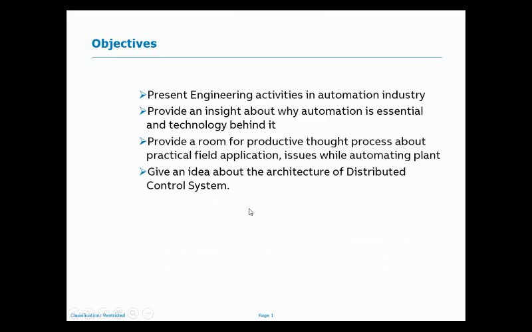As I said, the objectives will be what are the engineering activities actually going on in an automation industry. Can you please give an example of any kind of automation that you encounter in your day-to-day life? Controls of our water purification system, building management system, etc.